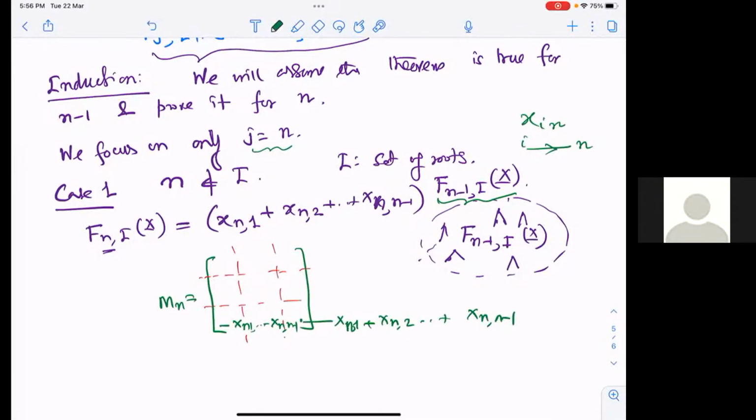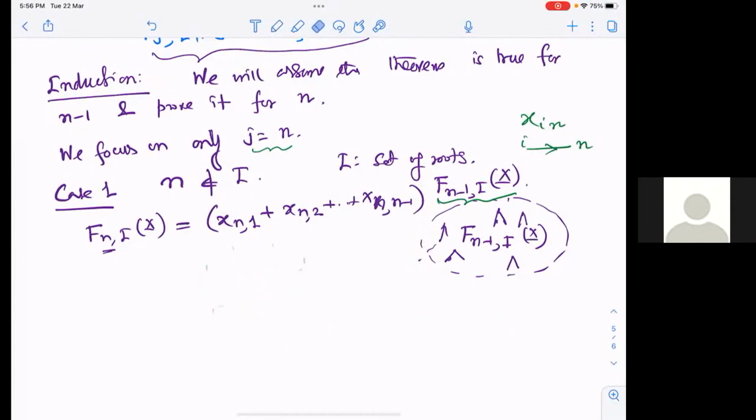Right? Maybe I should draw a bigger matrix. It's getting too small. Here the blackboard is very useful. Unfortunately, we don't have it.